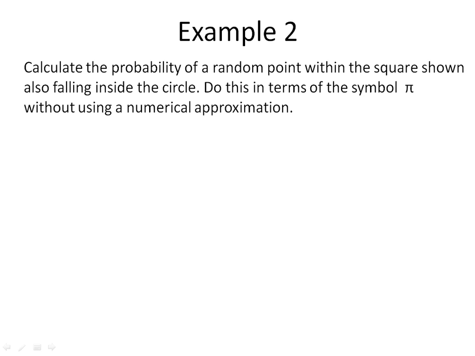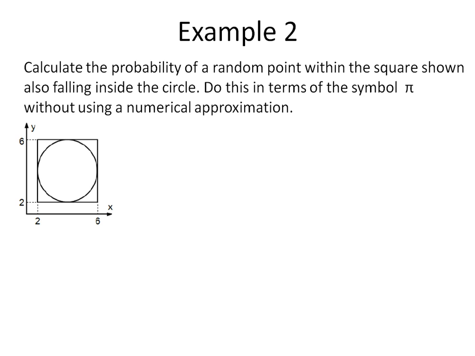Okay, example 2. They want us to calculate the probability of a random point within the square shown also falling inside the circle. Do this in terms of the symbol pi without using a numerical approximation. Okay, so we have a circle inscribed in a square. We calculate the area of the circle, which is pi r squared, which in this case is pi times 2 squared, because 2 is the length of the radius. As you can see from the diagram, the diameter is 4, so half of 4 is 2, so that's where the radius of 2 comes from. 2 squared then leads to the expression 4 pi. So that's the area of our circle.